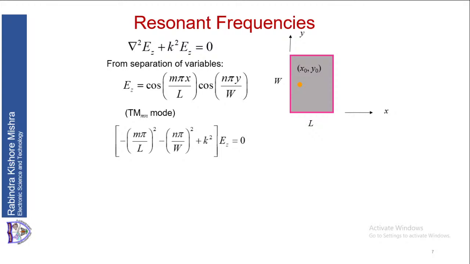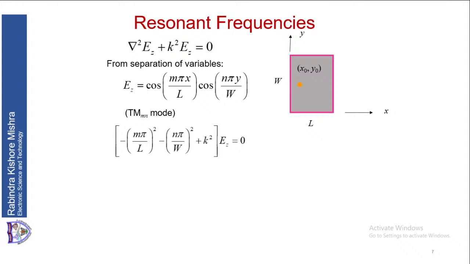Now, once we know that, let us put this value of Ez in the Helmholtz equation. If you put Ez equal to cos m pi x by L into cos n pi y by W in del square Ez plus k square Ez, del square Ez becomes minus m pi by L square minus n pi by W square into Ez. K square Ez remains as it is. So you can take minus m pi by L square minus n pi by W square plus k square, the whole thing operating on Ez, equal to 0.